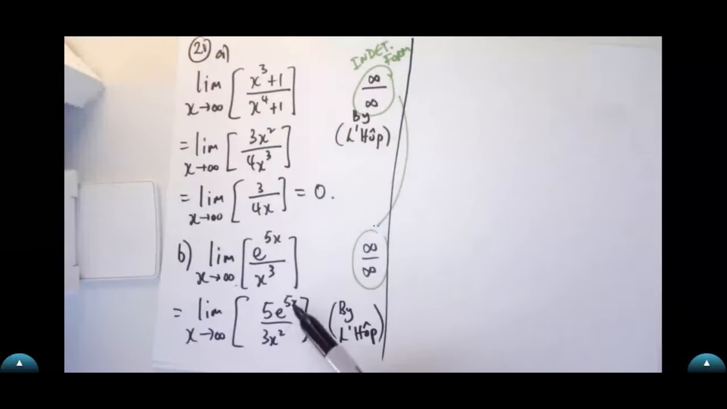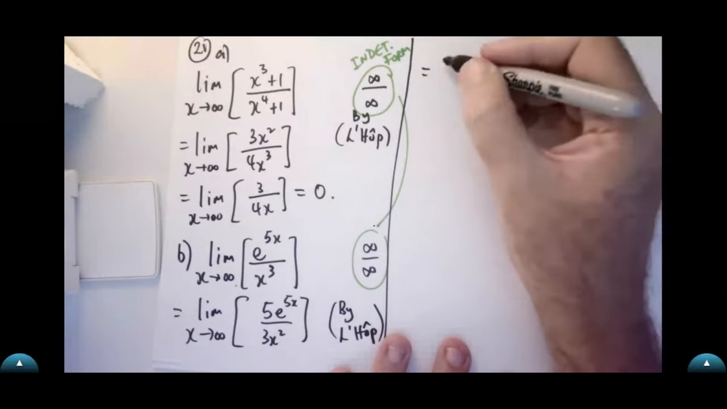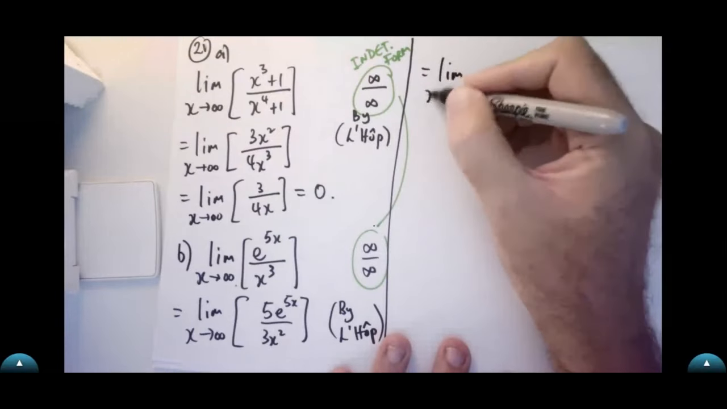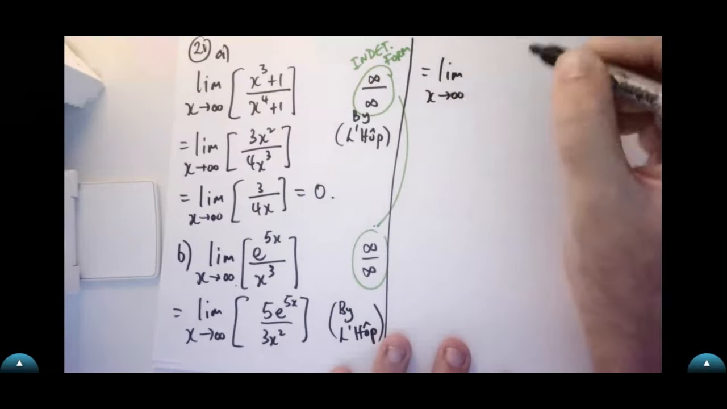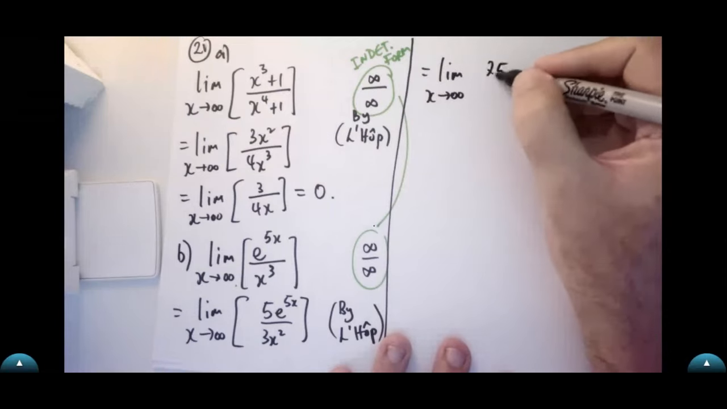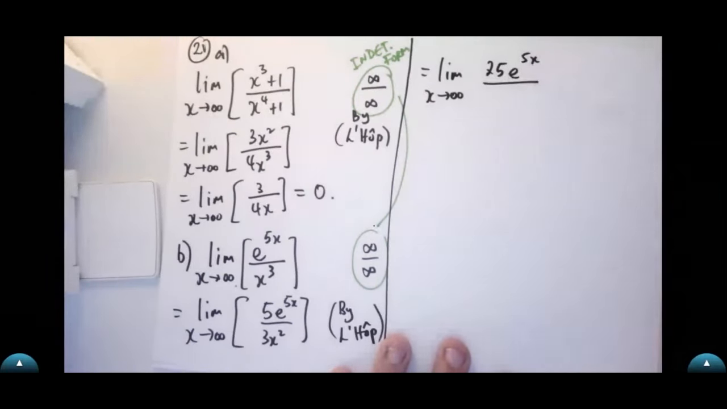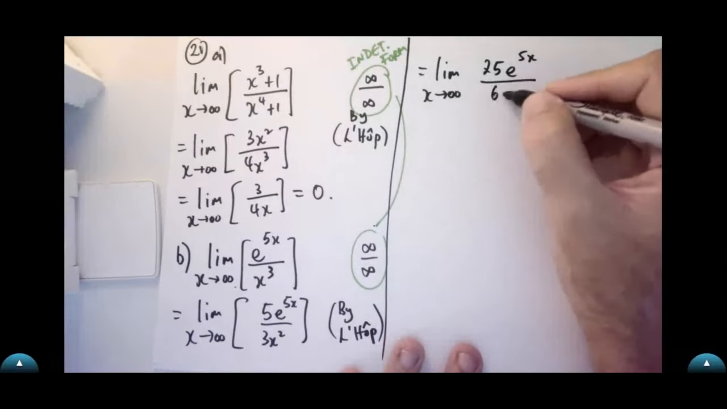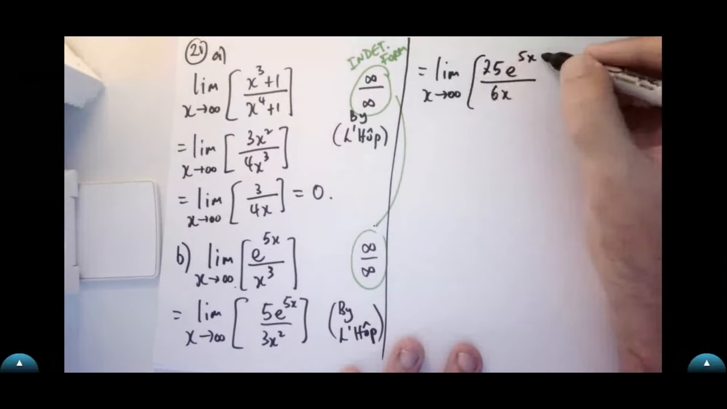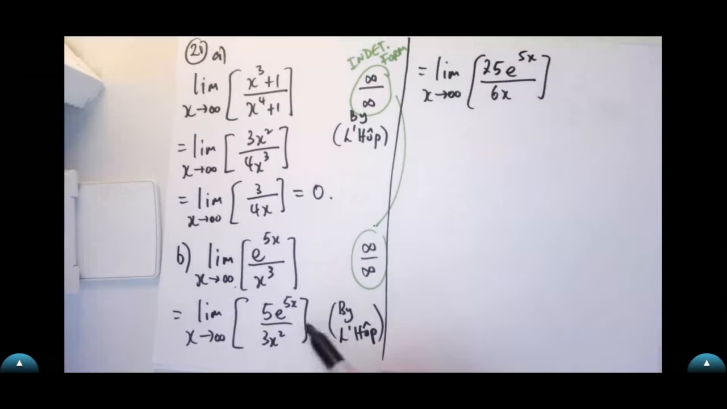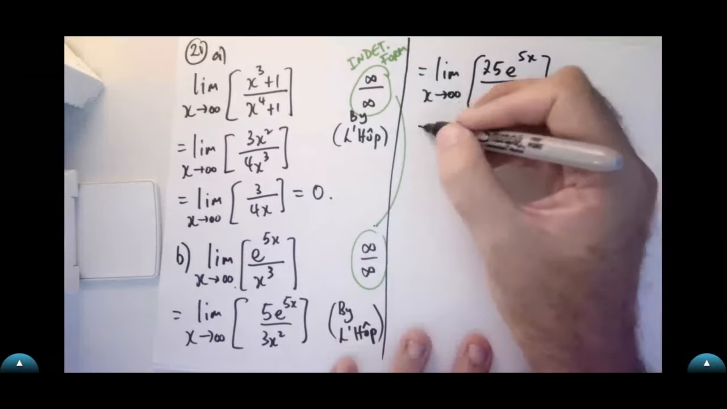Okay, so we test that again. Well, that's going to be infinity. That's going to go to infinity. So we just keep on differentiating. So we're going to get 25 e to the 5x all over 6x. Okay, because we've got another infinity over infinity here.